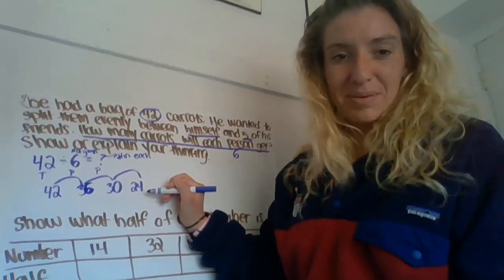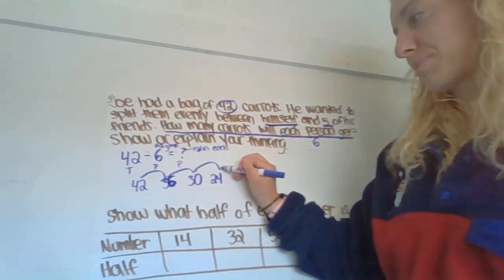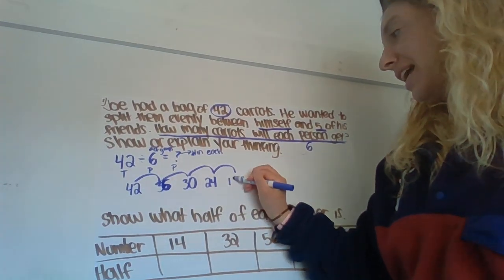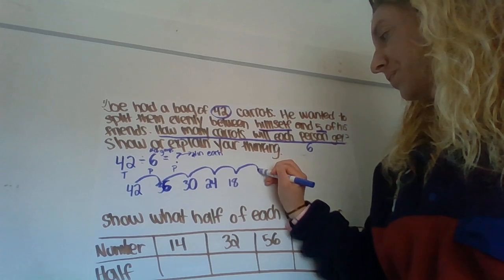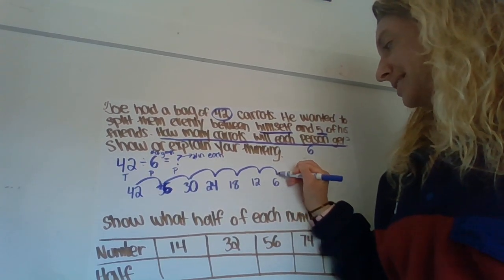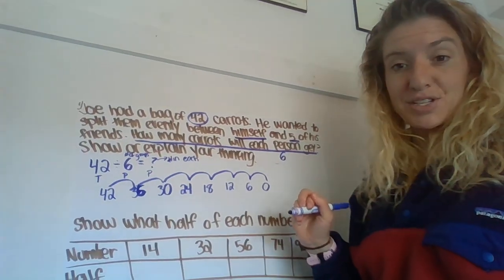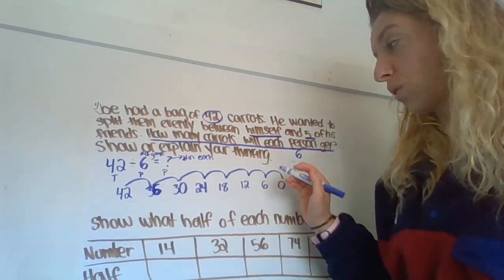24. Now remember, I started at my total and I'm counting backwards by 6s because that's the number of groups I have. 18, 12, 6, 0. Wow, good catch, Miss Cashin. It's a good thing I did not make that mistake the whole time.